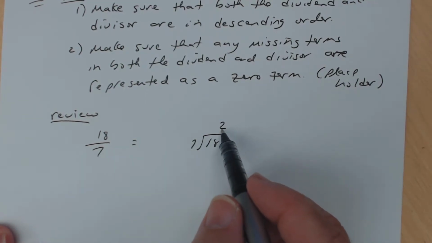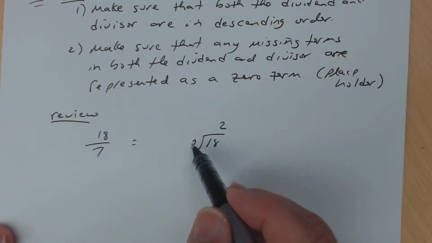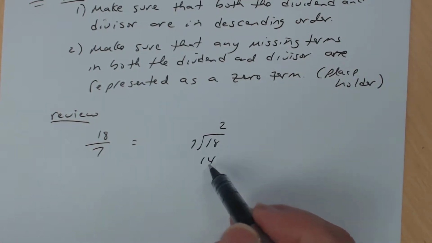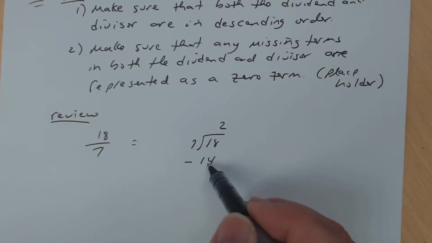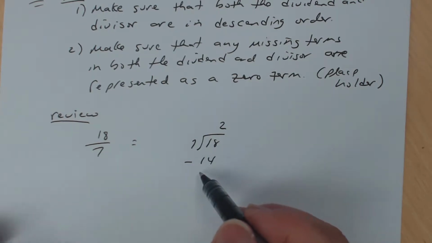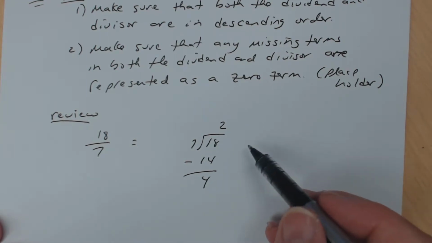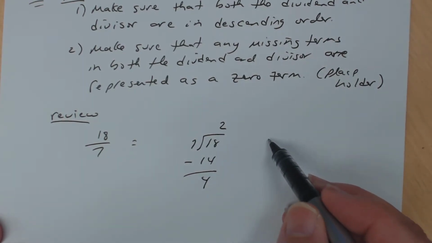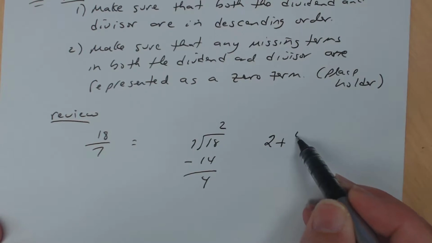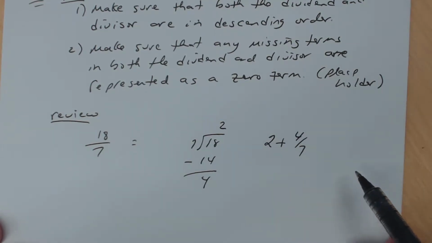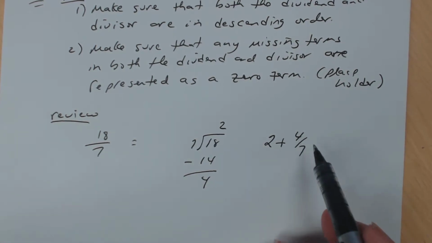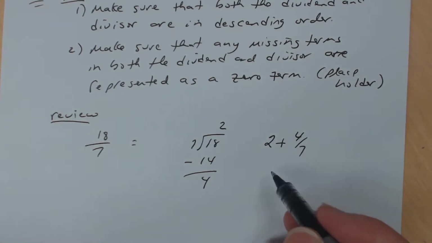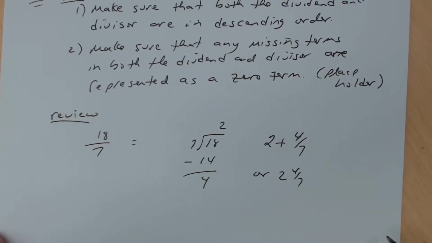Now, once you did 2, remember what you did. You said 2 times 7 is 14. Once you put the 14, remember the next step was to subtract this. So you subtracted whatever you put right here. In this case, I'm subtracting 14. And so 18 subtract 14 is 4. And so your answer would be 2 plus 4 sevenths. That would be your answer. So remember, this is your remainder. So you wrote your answer as 2 plus 4 sevenths. Okay? Which can also be written as 2 and 4 sevenths, just like this.